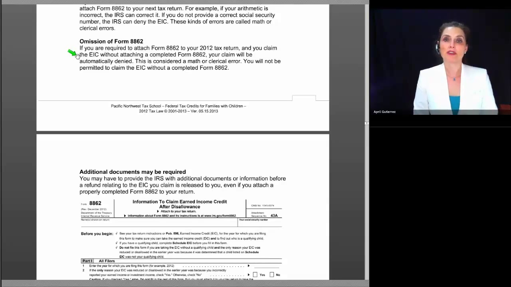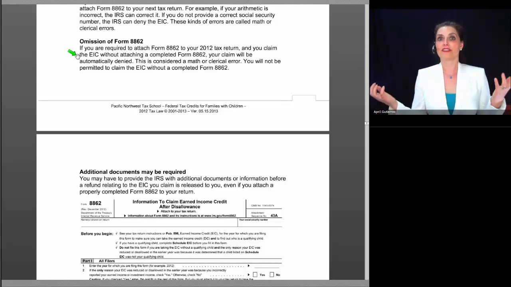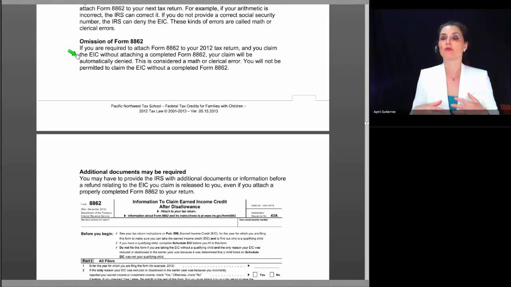And that's a good thing, because if it's been rejected, it means that we'll get an error code telling us, hey, 8862 is required. And at that point, the tax return is no longer filed. It is not filed. It's not accepted. And we have time to go to the client and say, hey, 8862 is required. Let's put down the required information and resubmit it electronically. And if we submit it electronically with the required information, then the IRS will accept it.